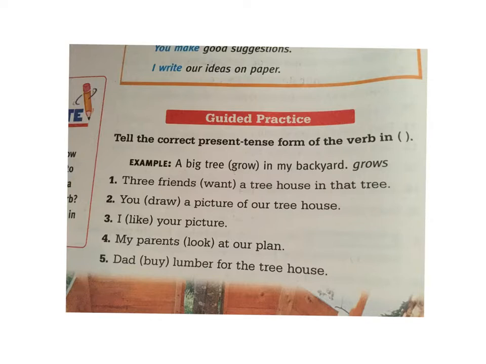Number 1, 3 friends want a tree house in that tree. Now 3 friends is a plural subject. Okay, it's a plural subject, more than one. So we're going to leave that verb just the way it is. So it will read 3 friends want a tree house in that tree.